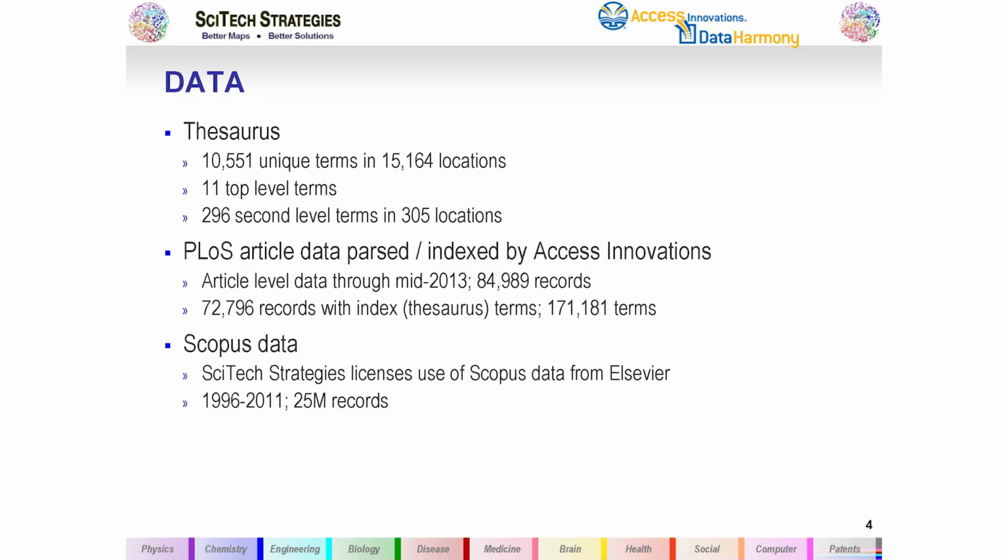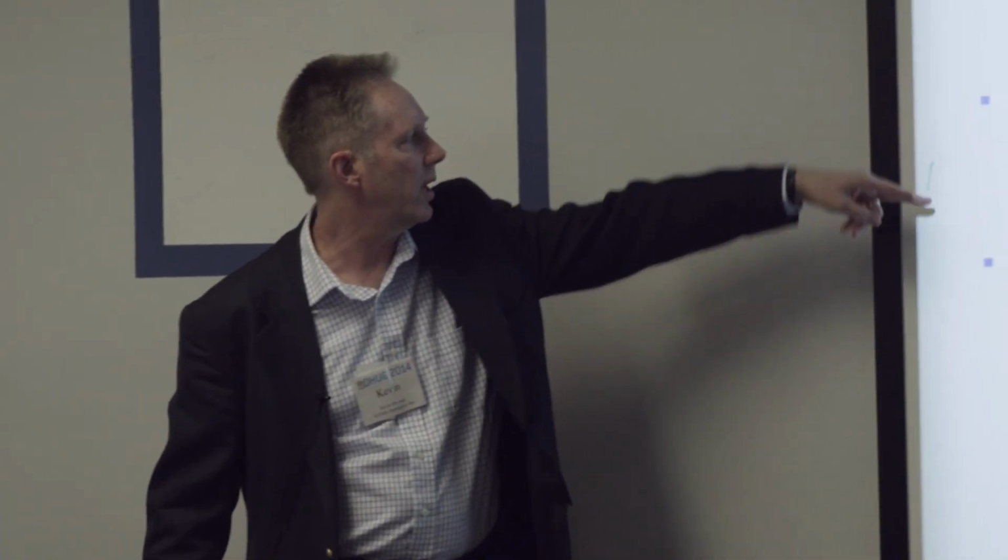Okay, so you've also seen this. This is just telling you what the data looked like. 10 top level terms now. There was 11 when we were looking at things. I didn't see places and people in the... which one that came in. I think this was +3. Okay, so 11 top terms, 296 second level terms, lots and lots of data records.